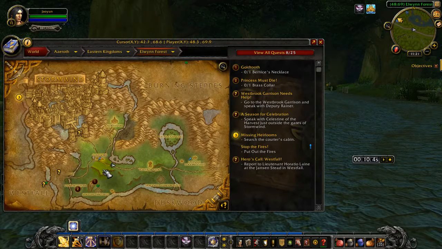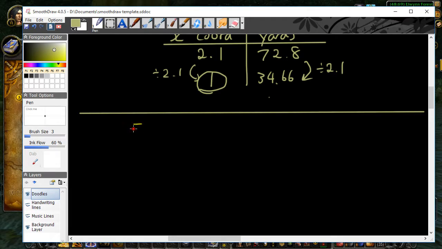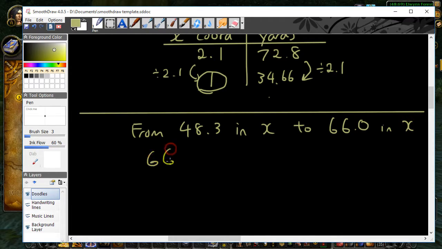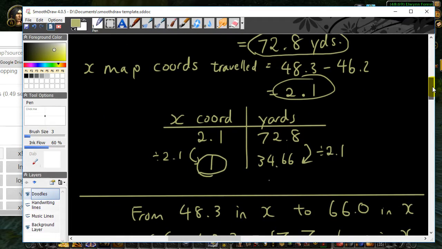So if you wanted to know, for example, how far away it is from where I'm standing now, which is 48.3, to the Tower of Azora, which is 66.0. So if I wanted to know the distance from 48.3 in x to 66.0 in x, it'll be 66 minus 48.3, which will be 17.7 x coordinates. The change in x is 17.7. So each x coordinate, 1 x coordinate, is 34.66 yards.